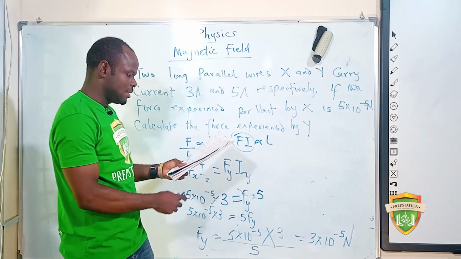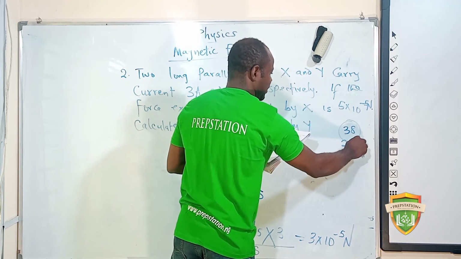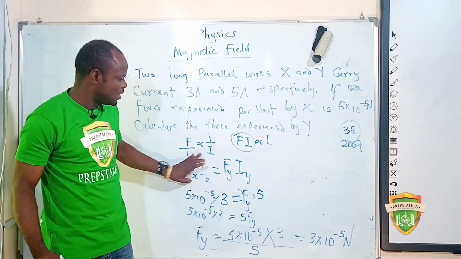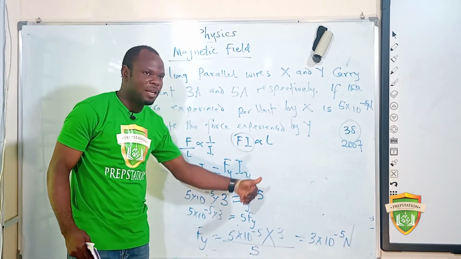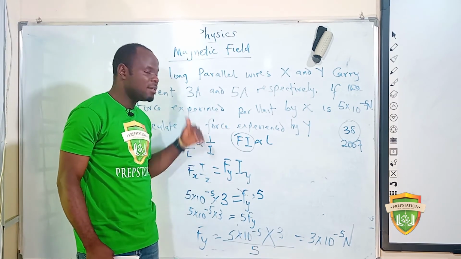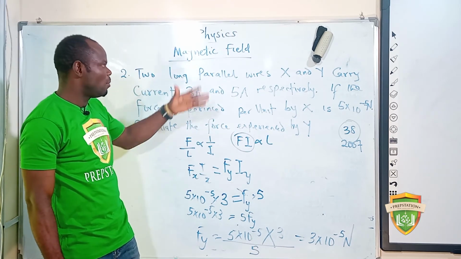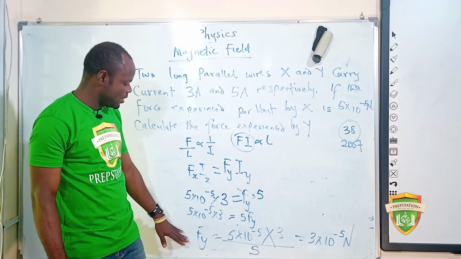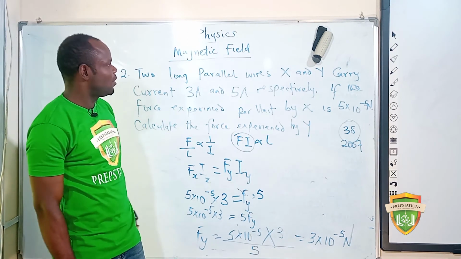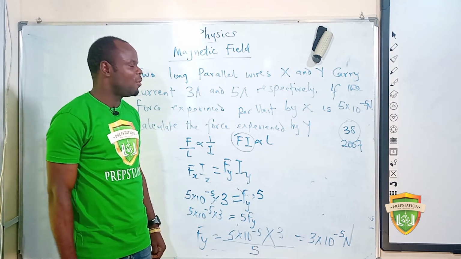This question is number 38, 2007. With this analysis, you will not have a problem relating the product of force and current of one wire to the other. It can involve three or more materials, but we have just two here, and we have gotten the force experienced by Y. I hope you've learned a lot from here. Any question you have can always be related to the information given to you.